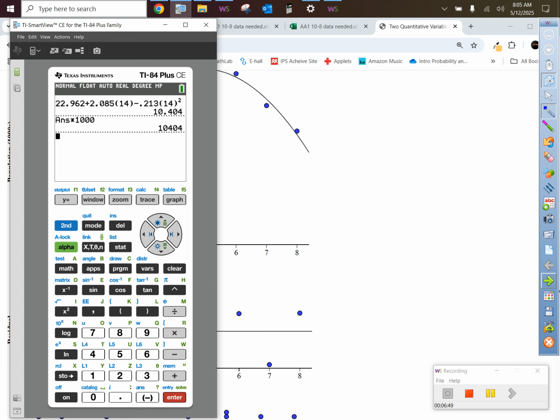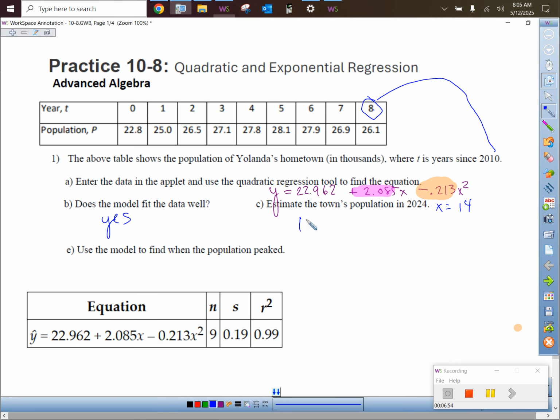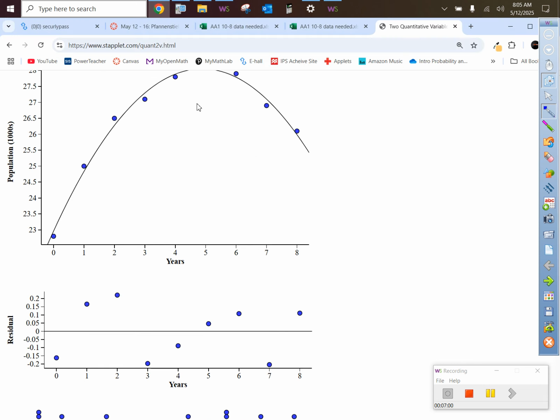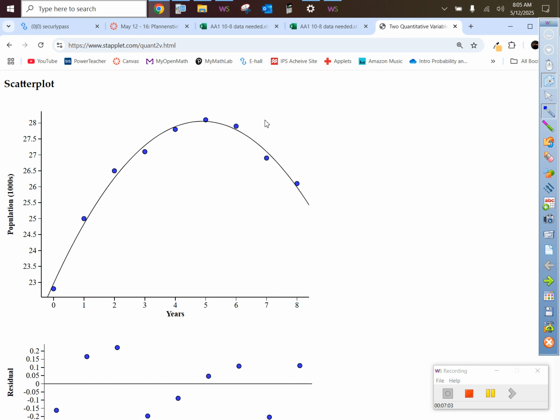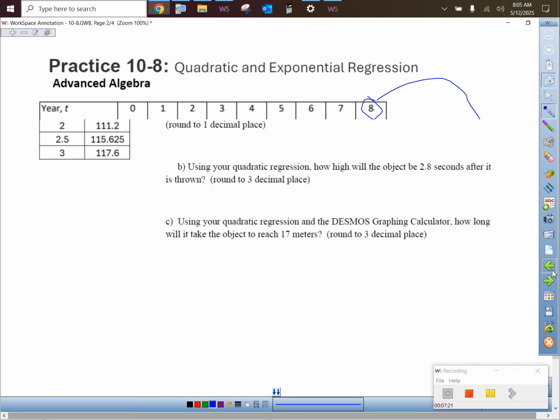And then here's the part where we got to go back and use our memories from the previous chapter. Use the model to find when the population peaked. So that's some chapter 9 stuff. Not when it actually peaked with actual data. When they say use the model, that means use the equation. So what part of the equation is where it peaks? What's that thing called? Starts with a B. That's called the what? The vertex.